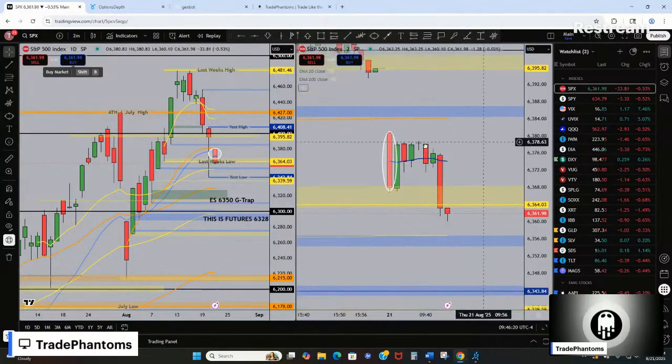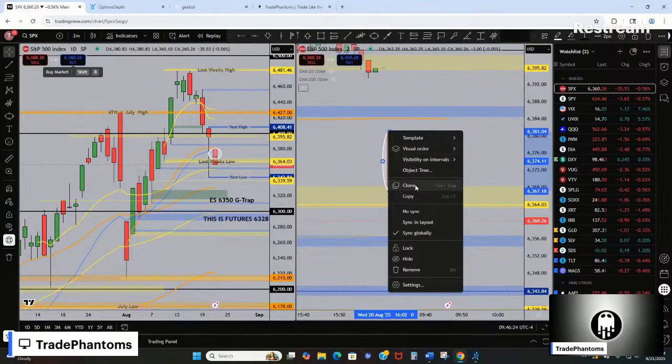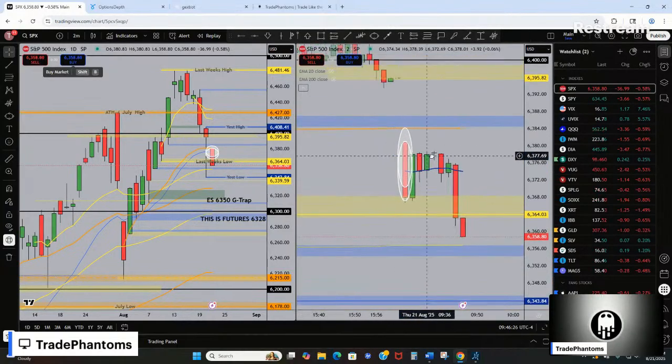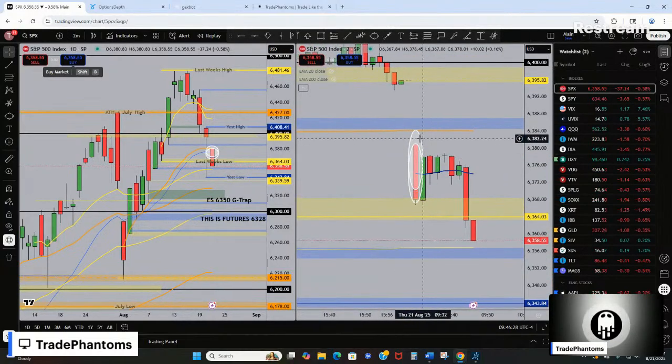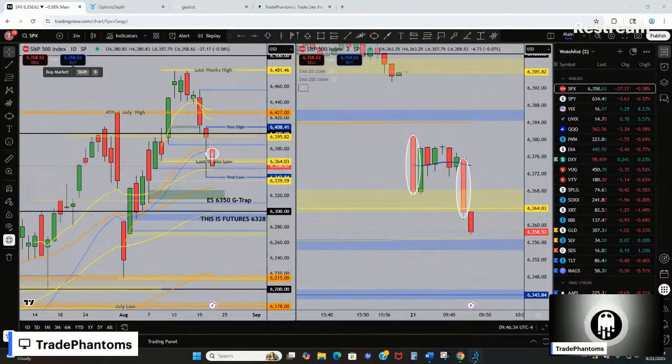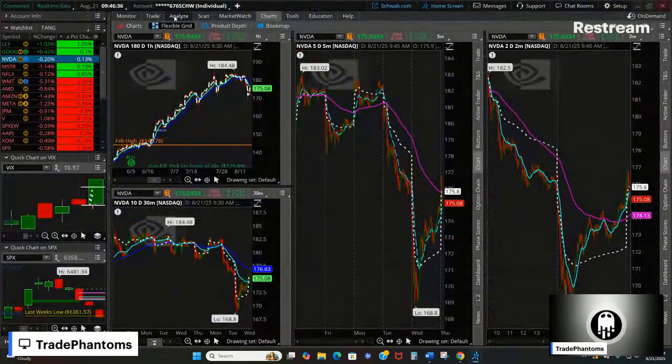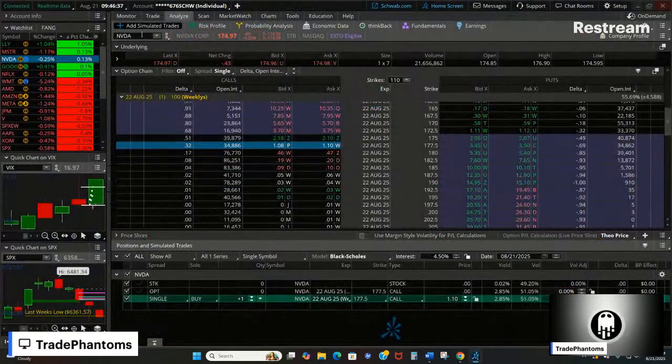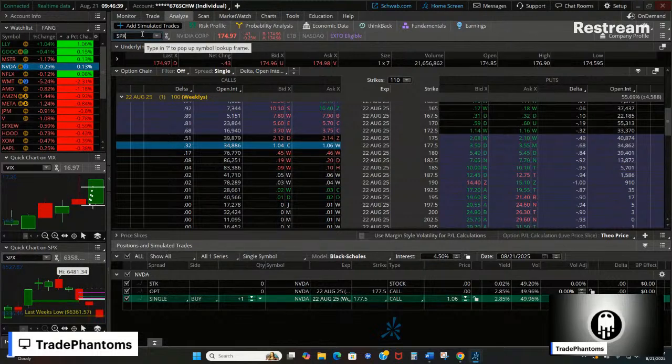All right, and now we got two wide range bars of SPX that we can lean against here. So we're going to get some longs and puts. VIX up 7%, give or take. All right, so I'm going to look to get some puts here on SPY's SPX.